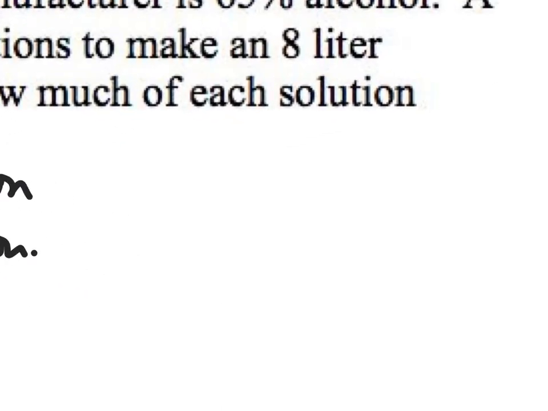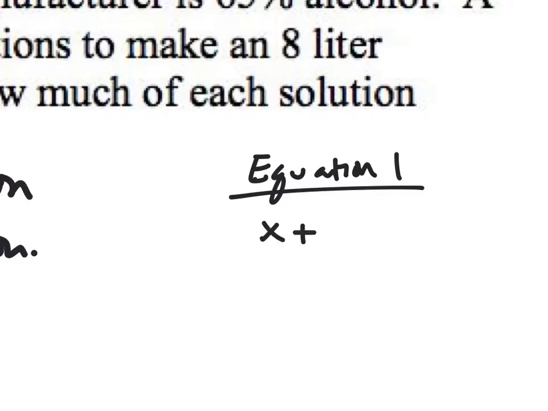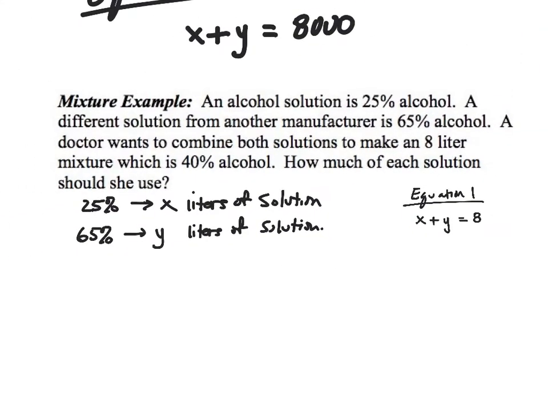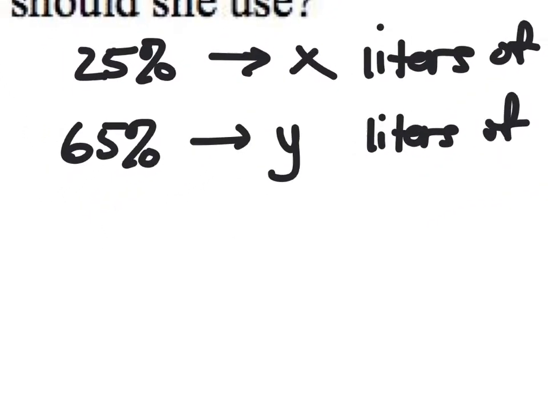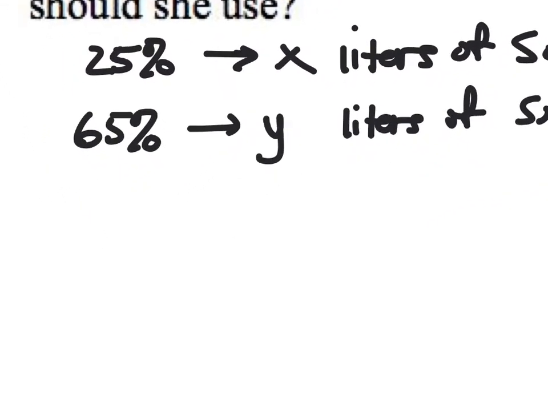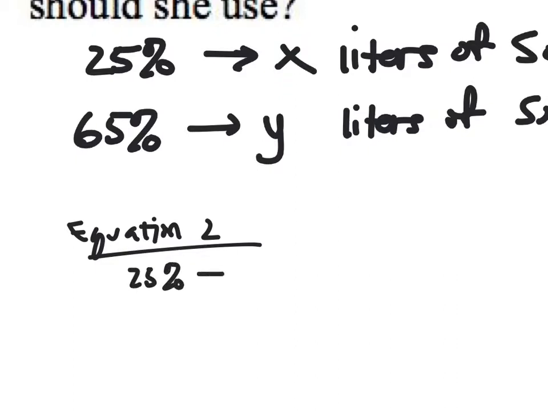So let's do that, all right? So equation 1 is going to give us x plus y is equal to 8. Okay, that's the first equation. Now the second equation is where this gets a little tricky. So what I want to get, all right, is I want to take 25%, and let's write this in equation 2, okay? Remember, 25% as a number is 0.25, okay? 65% as a number is going to be 0.65.